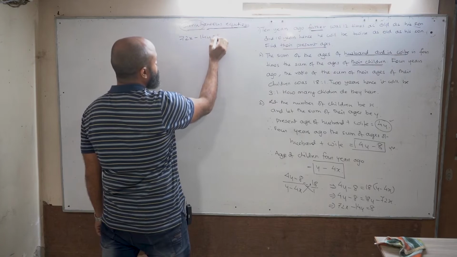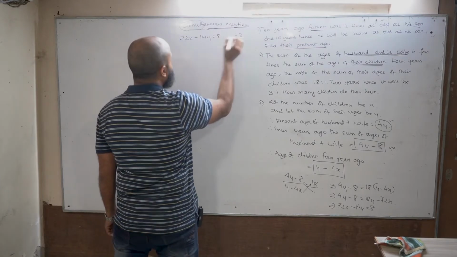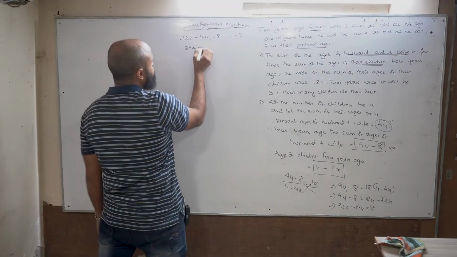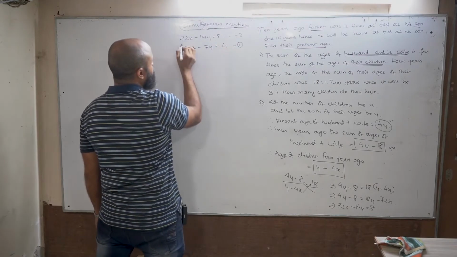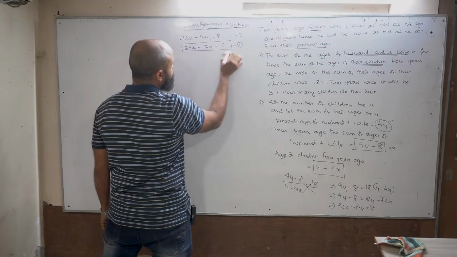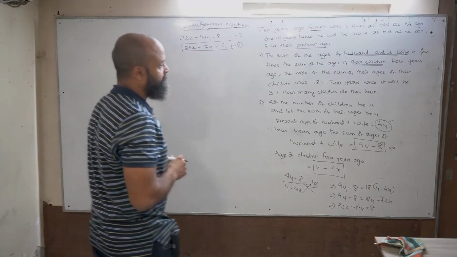72x minus 14y is equal to 8. We get this divided by 2. We will have 36x minus 7y is equal to 4. So we are pretty much done with framing the first equation. I will move on to the next one.